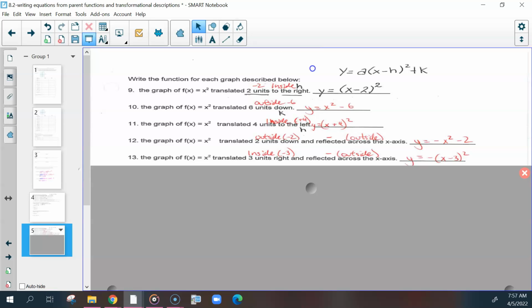We're going to start on this, but then finish it tomorrow. This is 2 sets of notes, the next 2 sets of notes.